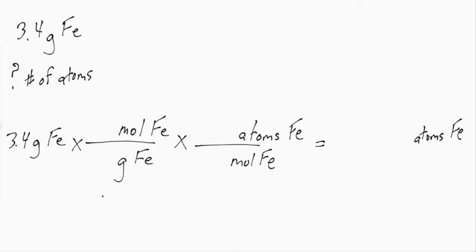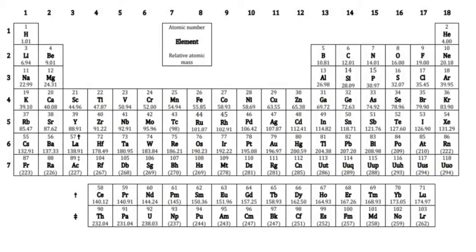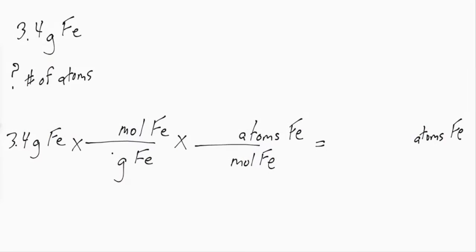So what type of conversion factor is this? What are we doing here? That's molar mass. So you simply take a look at your periodic table. You find iron, and you'll notice it's element number 26. So a mole of iron has a mass of 55.85 grams. 1 mole of iron has a mass of 55.85 grams.